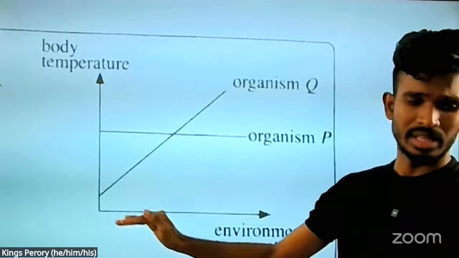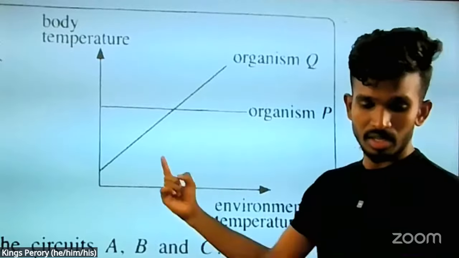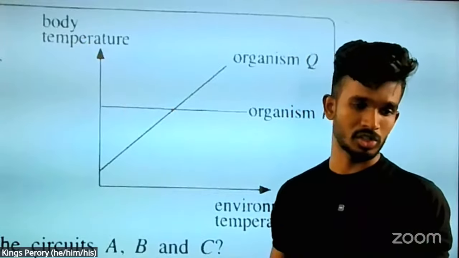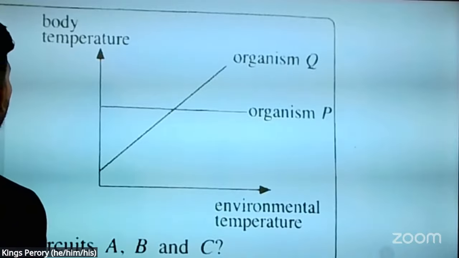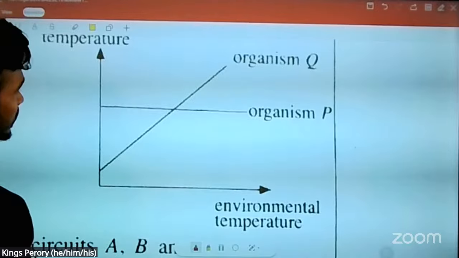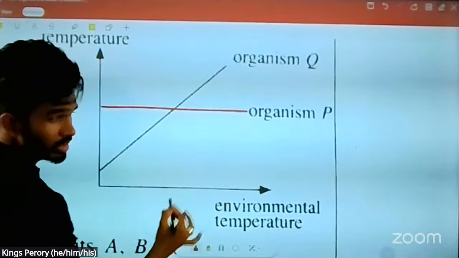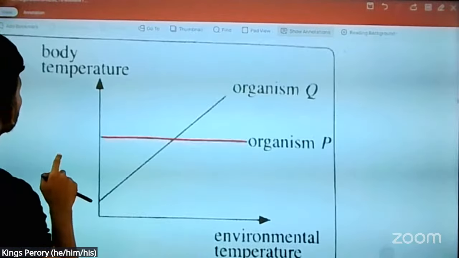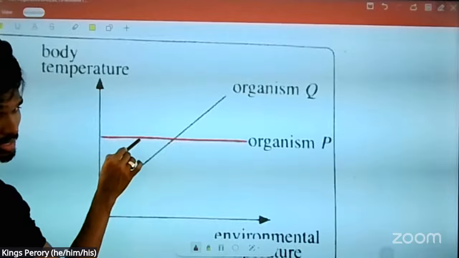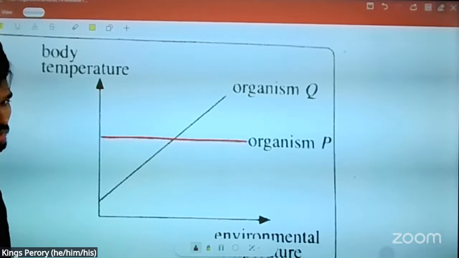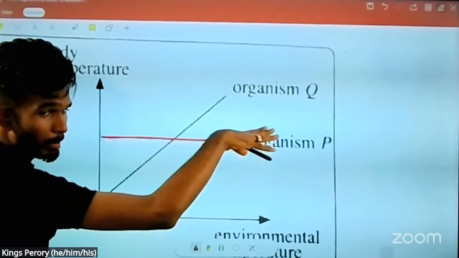Nothing big. There is an x-axis. X-axis here is the environmental temperature. There is a y-axis. Y-axis is the body temperature. How the temperature is varying. Look at organism P. Environmental temperature is increasing, but is the body temperature increasing? Is it going up? Is it going down? No. Body temperature is constant. Whatever the environmental temperature is, body temperature is constant.